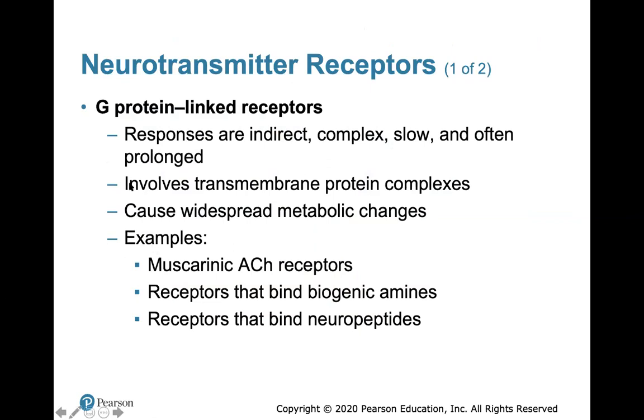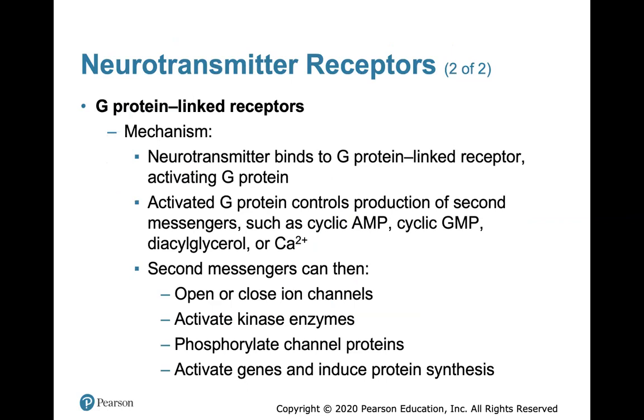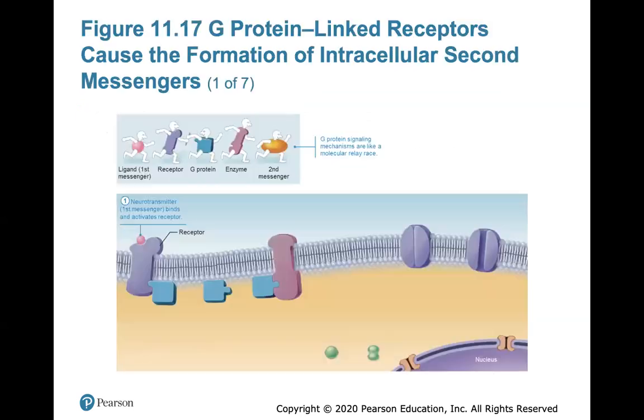A good example of a G protein-linked receptor, which we will talk a lot about later, is the muscarinic acetylcholine receptors. The mechanism is that the neurotransmitter binds to a G protein-linked receptor, and we get into a second messenger activation system like cyclic AMP, which will be important as we talk more later in the semester. Second messengers can then open or close channels, activate enzymes, phosphorylate channel proteins, and activate genes and induce protein synthesis. So G-linked receptors are really important for that as well.